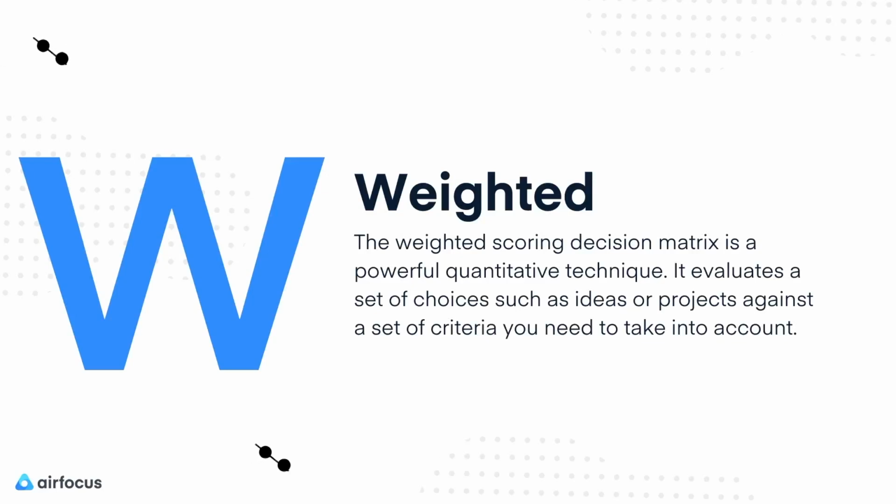Now let's get into today's topic, which is weighted scoring. There are two main types of decision matrices, weighted and unweighted. The unweighted decision matrix assumes all criteria have the same importance, while the weighted one applies different weights. The weighted scoring decision matrix is a powerful quantitative technique. It evaluates a set of choices, such as ideas or projects, against a set of criteria you need to take into account. To make things a little bit easier, let's use a simpler example: weighted scoring of tests.